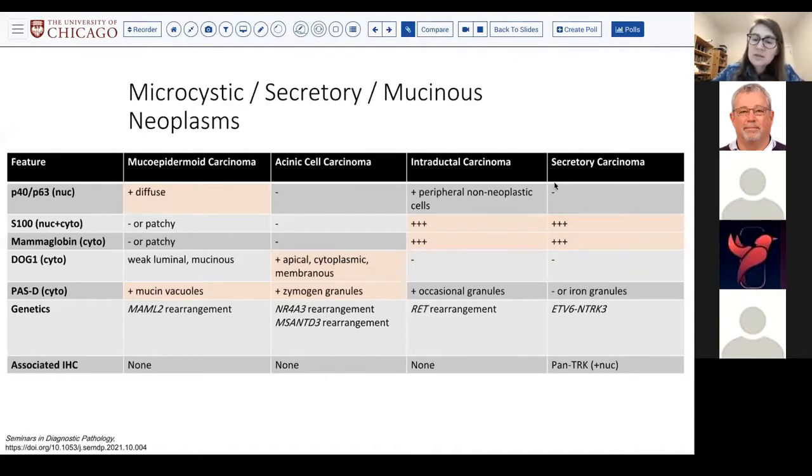Of these tumors here that are cystic or secretory or myxoid, really mucoepidermoid carcinoma is the only one that is diffusely positive for P63 and P40 because the intermediate and the squamoid cells in mucoepidermoid carcinoma all express P63, P40. And so I find that when you have a strongly P63, P40 expressing neoplasm, your differential is narrowed, right? Out of these into a potential mucoepidermoid carcinoma.